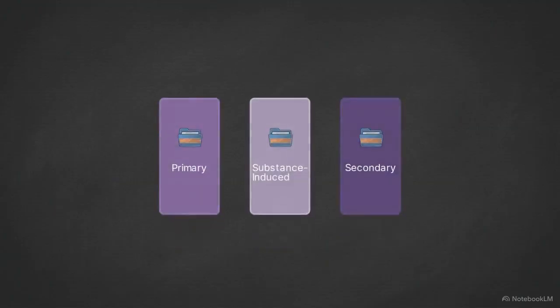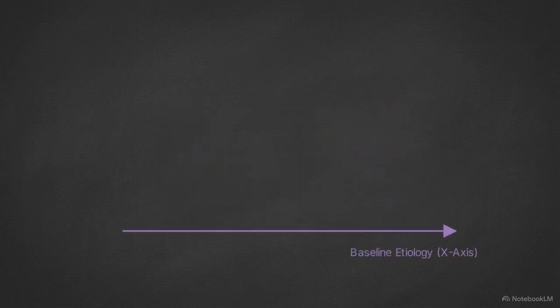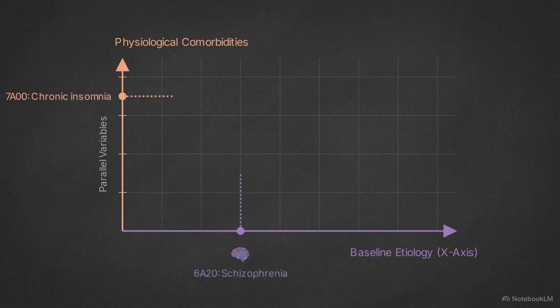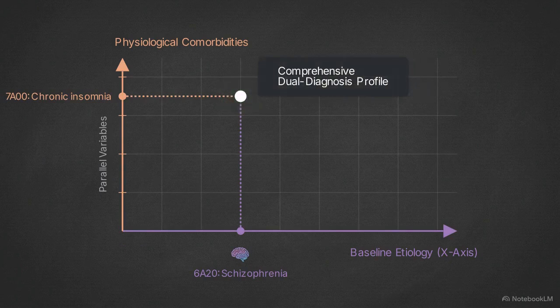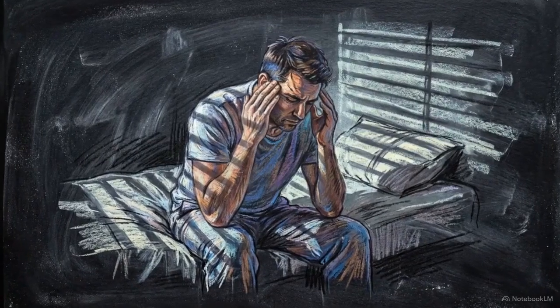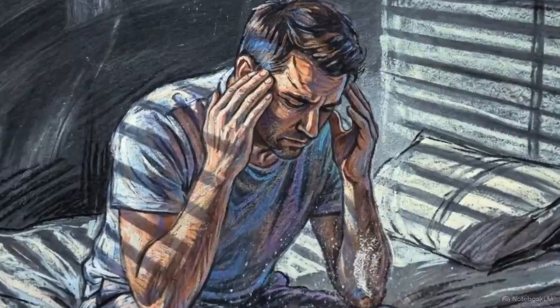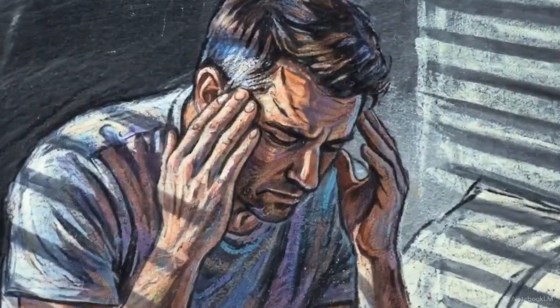In this visual model, those three etiological columns serve as the baseline x-axis of a much larger data matrix. We then introduce a vertical y-axis for physiological comorbidities. ICD-11 treats somatic states like sleep disruptions as parallel variables. Chapter 07 populates this y-axis with specific physiological data points. Code 7A00 for chronic insomnia intersects with the primary psychiatric code to construct a comprehensive dual diagnosis profile. Mapping these physiological variables on an independent axis prevents crucial somatic data from being buried underneath a dominant psychiatric label.